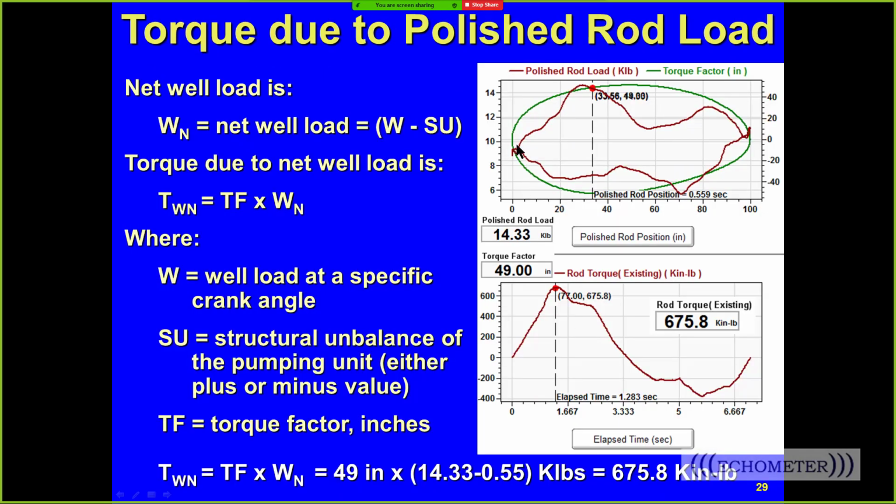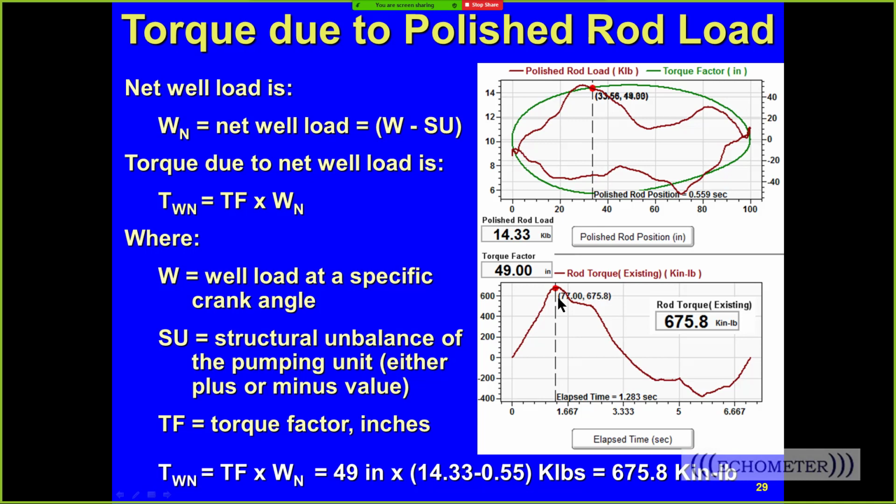So here is the surface card, and this green curve is the torque factor, and you can see how it starts close to 0 at the beginning of the stroke, and it gradually increases to near a maximum about halfway up, and then it decreases to the top of the stroke, and then it increases more negative on the downstroke, and then to maximum around halfway down. And so if you look at that point right there, that's where the peak torque occurs for this conventional well.